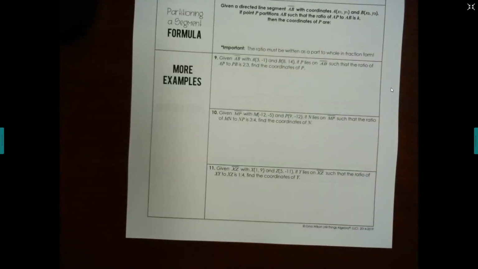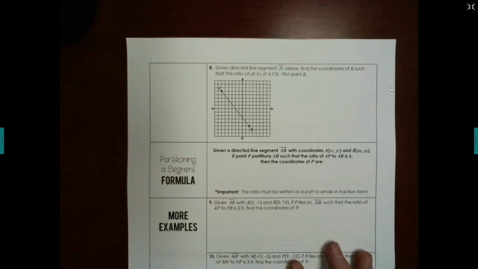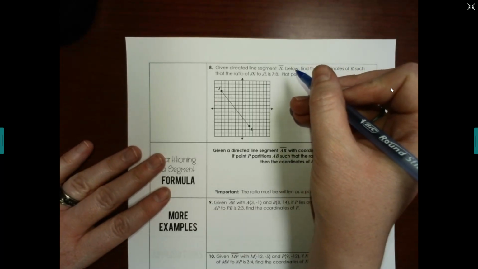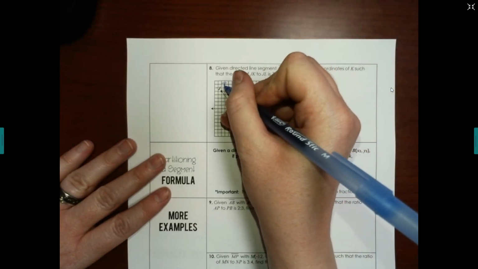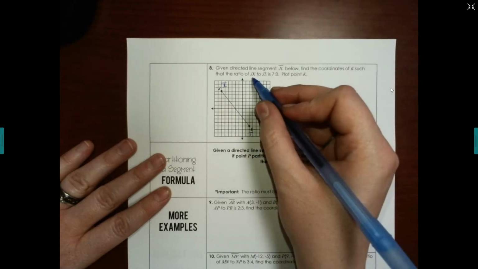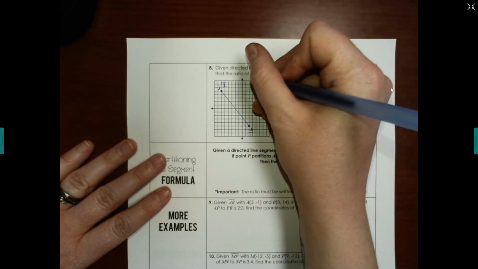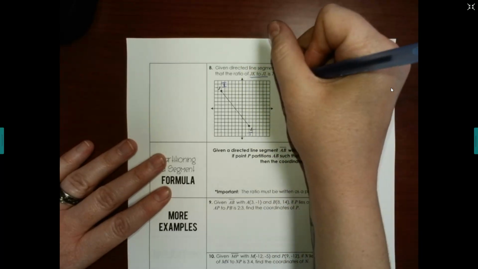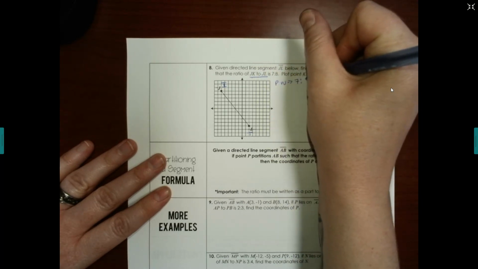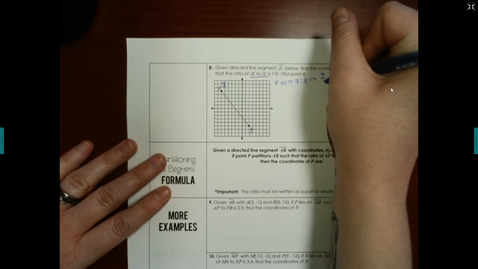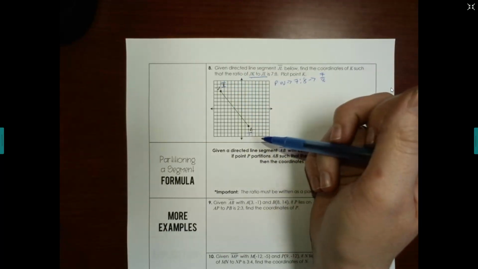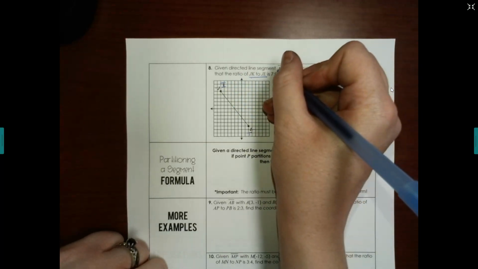All right. We have another one like that. Let's hope this one goes a little bit better than the last one. Given directed line segment JL, so here's our initial point, here's our terminal point. Find the coordinates of K, so that's the ratio of JK to JL. So this is already given as part to whole. 7 to 8, which we can rewrite as 7 over 8, right? JK is our part, JL is our whole. And we know that because we have JL here.